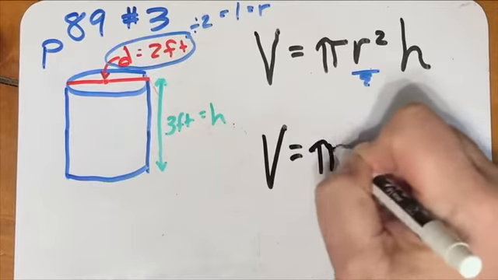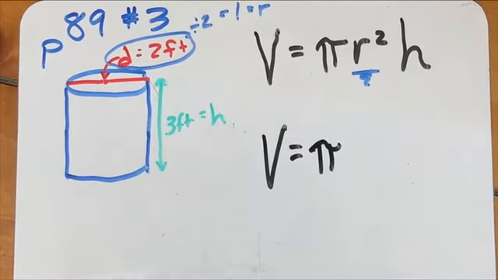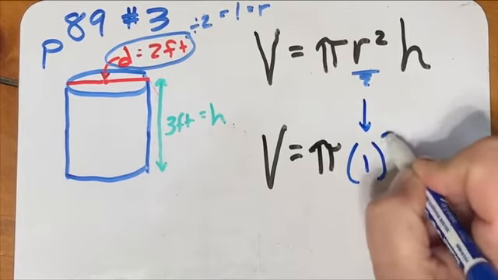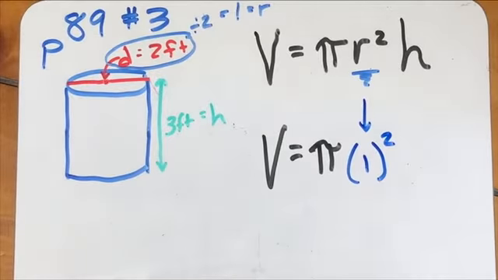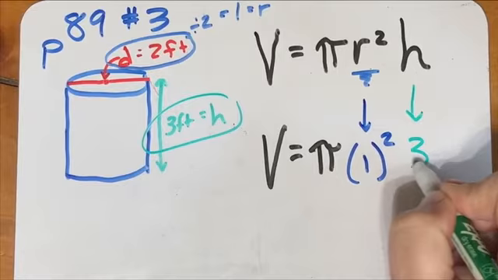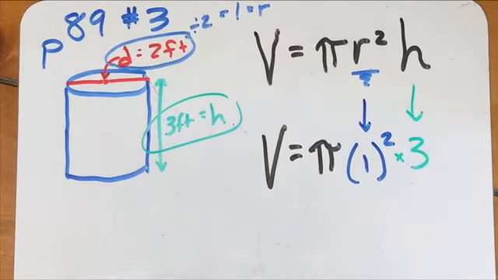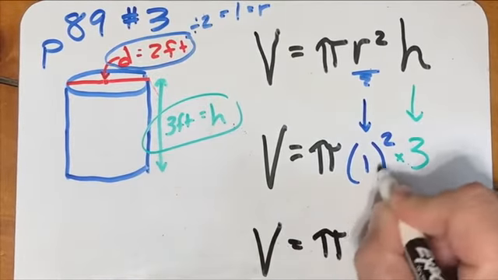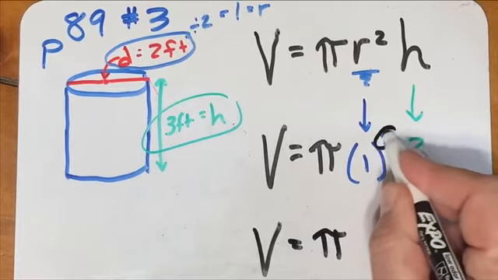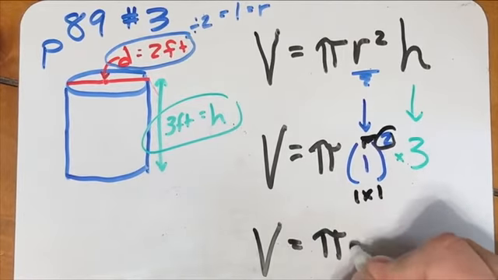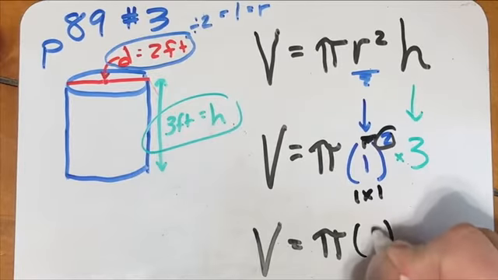So we're just going to rewrite the formula, plug 1 in for r. So it's going to be 1 squared. I like to put it in parentheses. And then the height is 3. So that's easy. We're just going to put 3 in there. And that means we're going to multiply by 3, right? All of those variables, we're multiplying between each one. Okay. So now we are going to have the squared on the 1, so that's 1 times 1, which is just 1, so pi times 1 times 3.